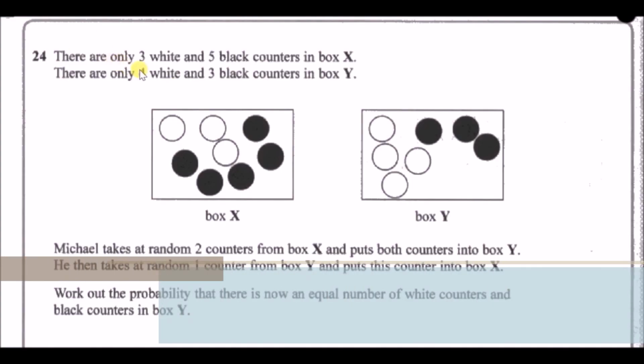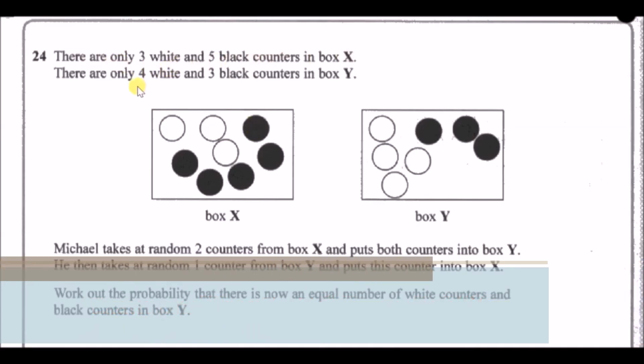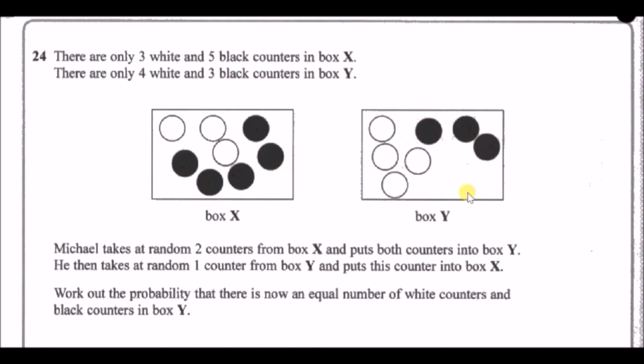So there are only 3 white and 5 black counters in box X, whereas in box Y you have 4 whites and 3 blacks. Okay, let's keep this in mind, yeah? Now Michael takes at random 2 counters from box X, so any of these two, puts them in box Y. He then takes 1 random counter from box Y and puts it into X. Okay, work out the probability that there is now an equal number of white counters and black counters in box Y. Ooh, okay, so this kind of question is all about counting carefully, yeah?